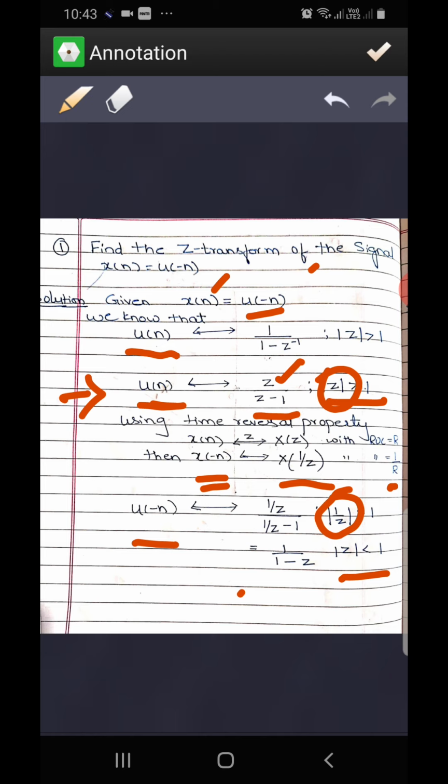What is the difference between u of n and u of minus n? Wherever z is there, you replace it by 1 by z, giving 1 by 1 minus z, mod z less than 1. Here it is mod z greater than 1, here mod z less than 1. So this lies within the unit circle, this lies outside the unit circle. This is the way we solve the given z transform using properties. If the question asks particularly, you have to use the properties only.